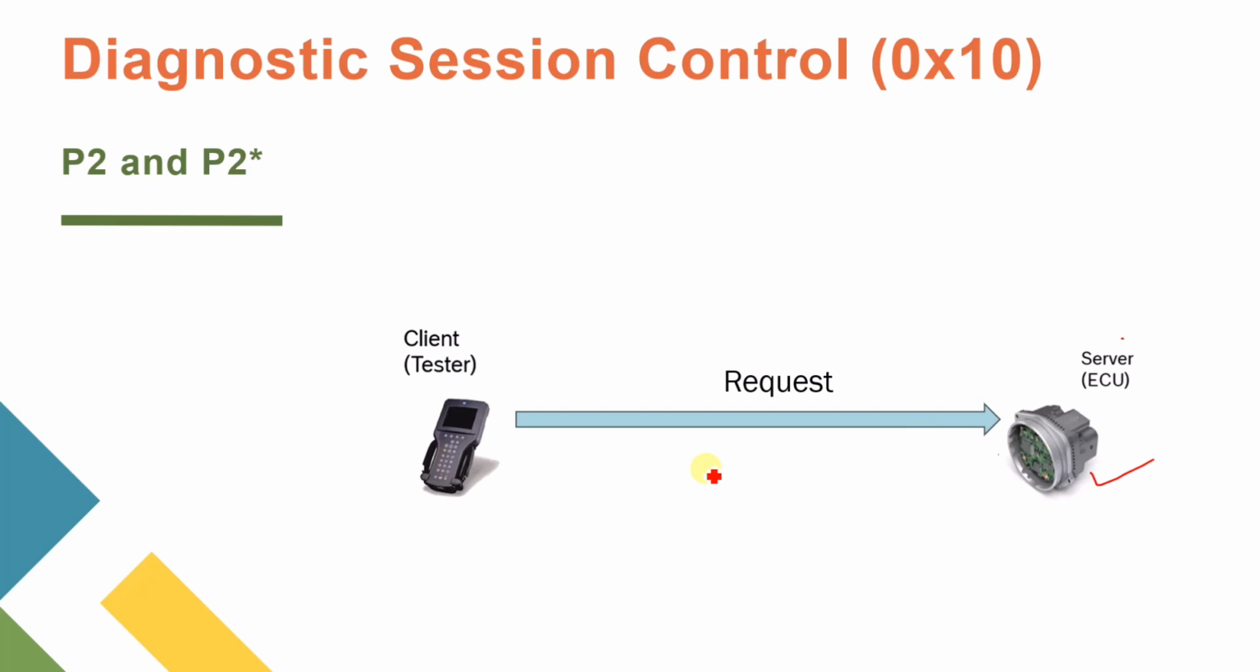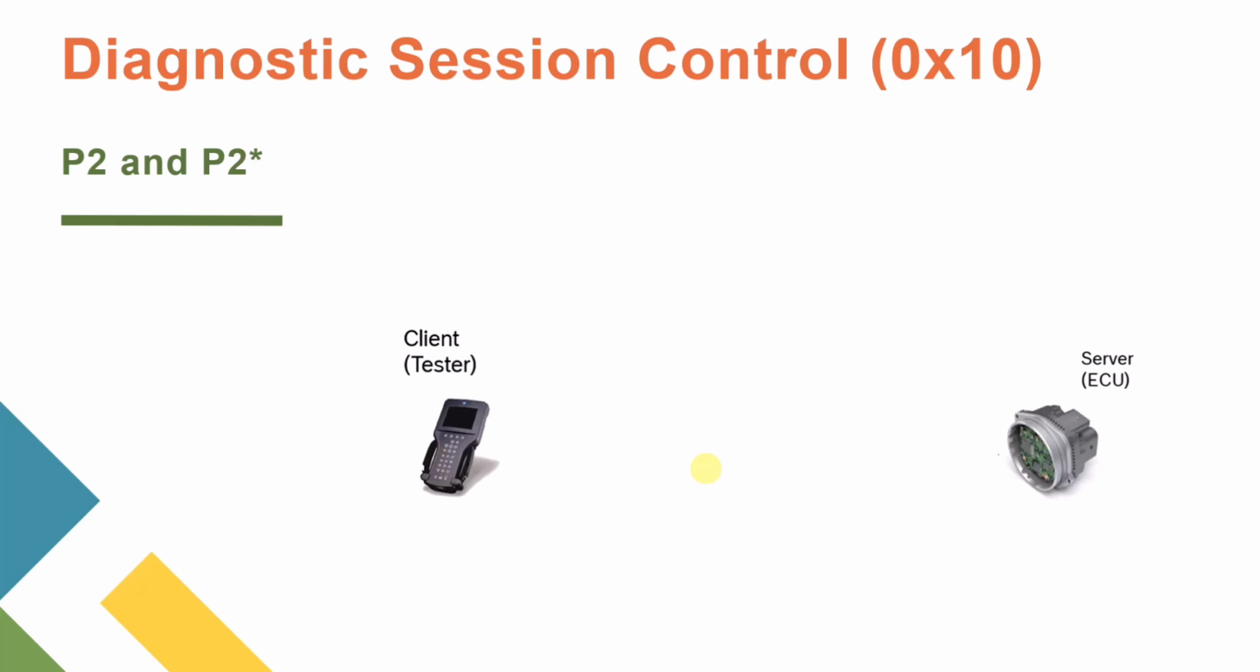So one timer will be there. Within that particular time, I should receive a response from the server. That particular time we call P2 timing. Suppose we didn't receive any positive or negative response, but we received a pending response. If you receive a pending response, how long will you keep receiving it? There will be some timing, right? For that we have P2 star.